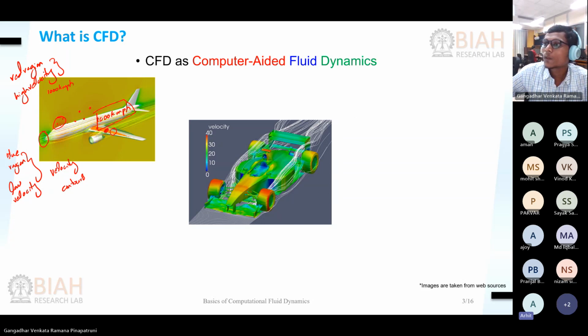Sir, actually, I have one question regarding these velocity contours. We can see that there are different colors to determine the velocity. Is it the velocity intensity at a particular point, or the magnitude of the velocity? Okay, sir, magnitude of the velocity. So, sir, how can we determine the direction of the velocity? Since velocity is a vector, can we also determine the direction of the velocity using the CFD?